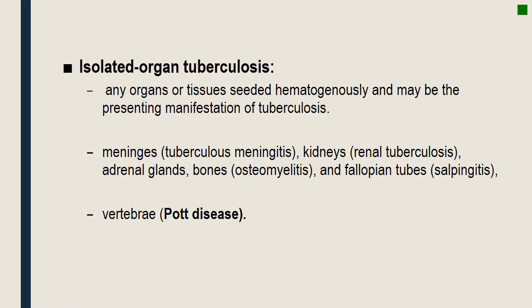Isolated organ tuberculosis may appear in any organ or tissue, seeded hematogeneously, or may be the presenting manifestation of tuberculosis. Organs typically involved include meninges, kidneys, adrenal glands, bone, and fallopian tubes. When the vertebrae are affected, the condition is referred to as pot disease.